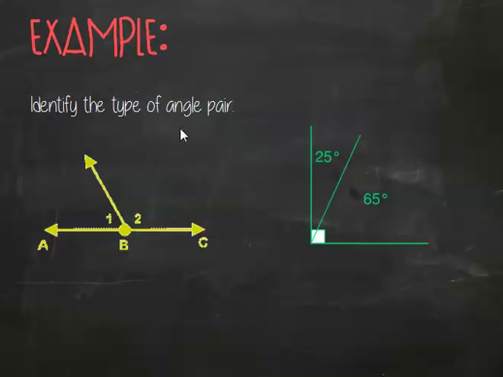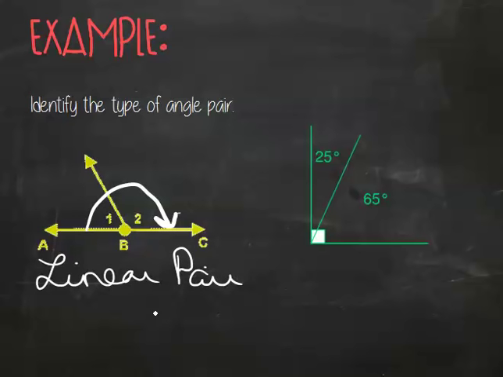It says identify the type of angle pair. So let's look at the first one that is yellow. Well, I've got angle 1 and angle 2. They make a straight line. Two angles make a straight line. First off, I could say that's a pair of angles that make a line, so that's going to be a linear pair. But then we also know from the linear pair postulate that if it's a linear pair, they are also supplementary angles.